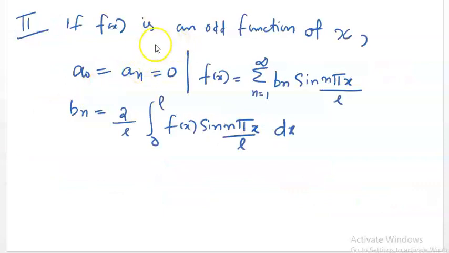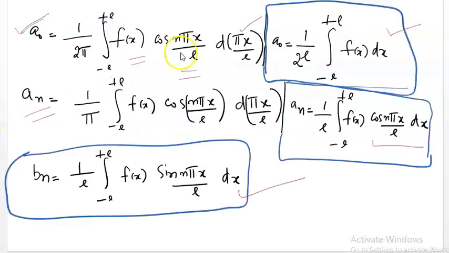Now f of x is an odd function of x. Suppose that f of x is an odd function of x, then a0 and an will be 0. Because this will be odd, this also will be odd, so this will be 0. a0 and an will be 0 only. We will have bn, because an odd function when combined with an odd function gives an even function.